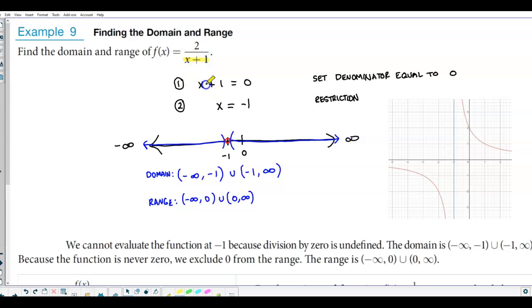So the denominator is x plus 1, and we're going to set it equal to 0 and solve for x. So x is going to equal -1, which means that -1 is the value that has to be excluded from the domain.